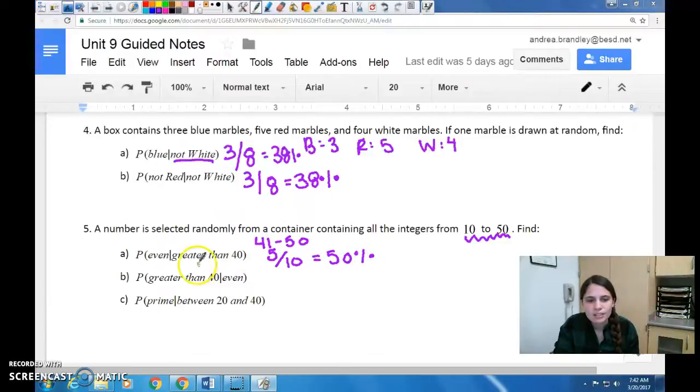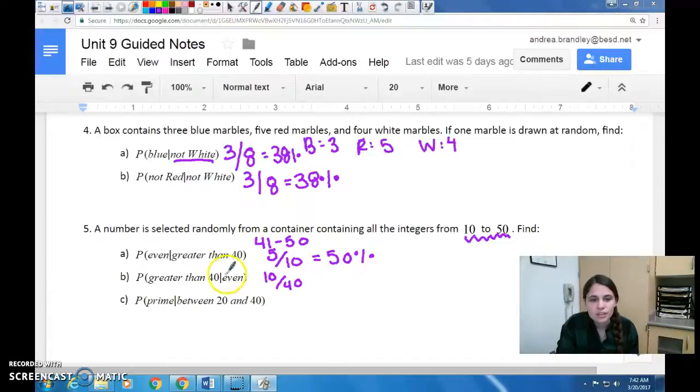The second one asks for the probability that it's greater than 40, given that it's even. We have the numbers 10 to 50, so there's 40 total numbers. And the numbers greater than 40, we just talked about that up here: they're 41 through 50. There are 10 numbers greater than 40.